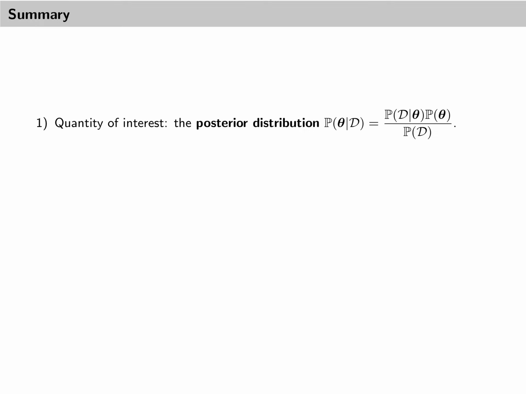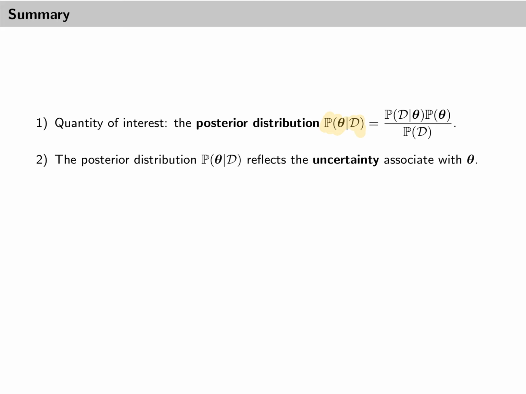Let us briefly recap what we have seen today. First, the quantity of interest in Bayesian statistics is the so-called posterior distribution, which is simply the product of the likelihood times the prior divided by the marginal likelihood. Second, the posterior distribution actually reflects the uncertainty associated with parameter theta. As a Bayesian, we are therefore not only interested in point estimates, but in actually obtaining the full distribution, which truly reflects what we currently know.